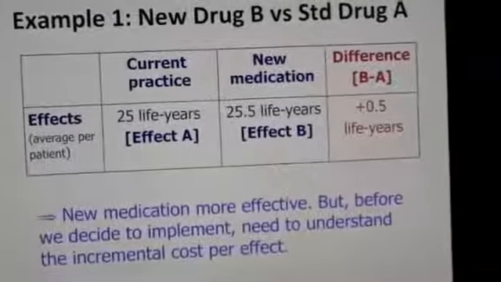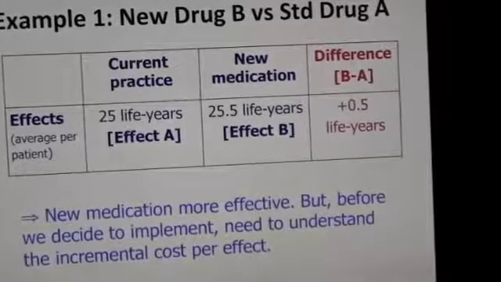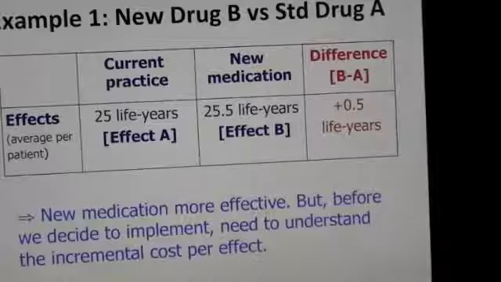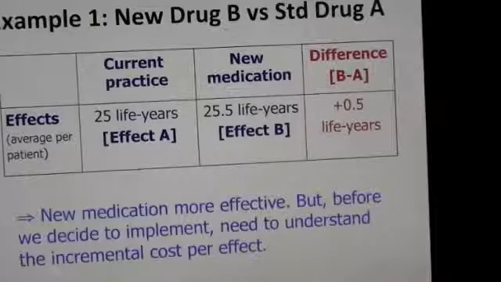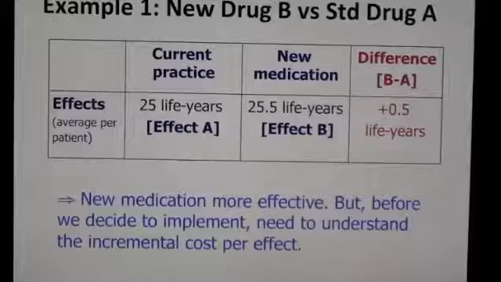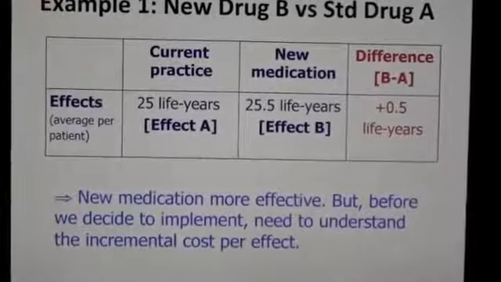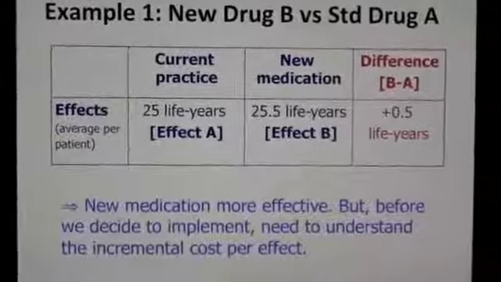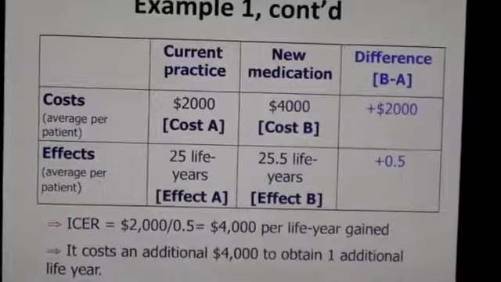So here we have an example of a new drug B versus standard drug A. And for example, we know that the drug actually imparts an extra half year of life. And in this case, many hospitals, for example, would want to make a decision on that drug. However, it's very difficult to make a decision about whether or not that drug B is worth it, because we don't have the costs associated with it here. So let's look at this.